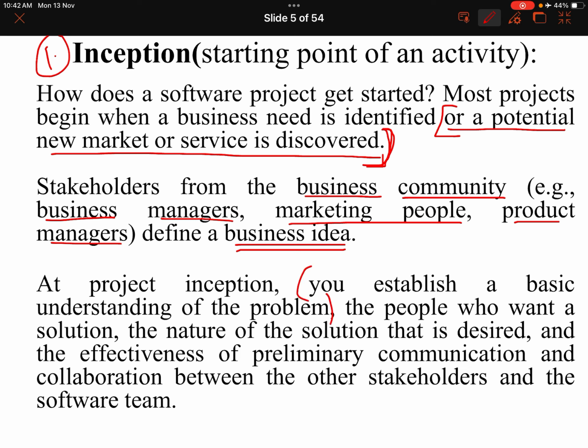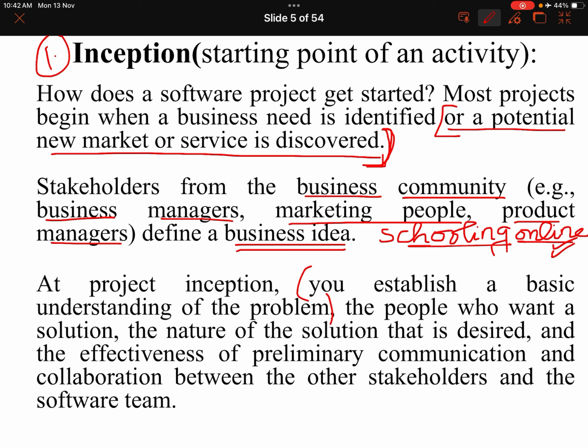So suppose you want to make a project for, let's say, an online schooling system. So you need something for online schooling or an online website for lectures. So you will first establish a basic understanding of the problem. The problem is that COVID-19 is there, so people can't go outside in the offline mode. So you need a website which will help the students to learn sitting at home. So this is the problem.